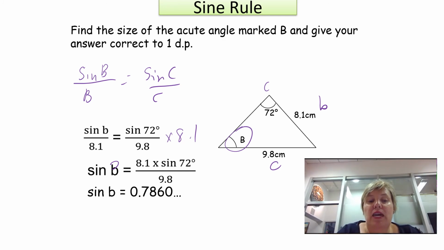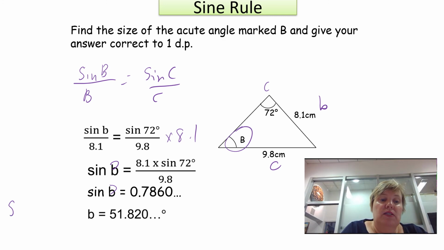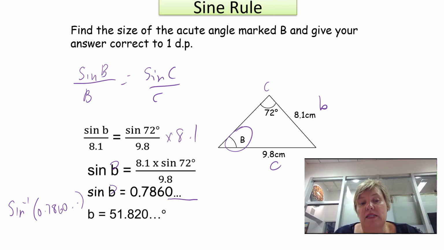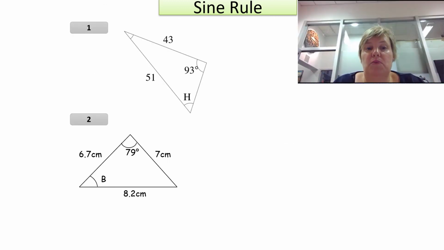Now the funny thing here is that you get a decimal, and you have to convert it out of the ratio. So I'm going to press shift sine, so that's sine to the -1 of that number. Don't cut it off. You'll notice there's a whole lot of digits here. I'm going to put that whole thing in using my answer key. When I do that, I get 51.820, or 51.8 degrees to 1 decimal place.